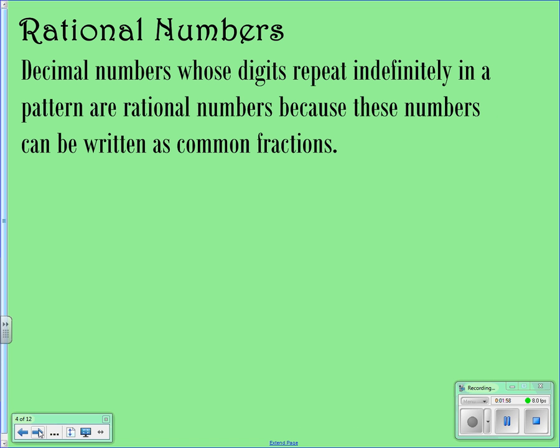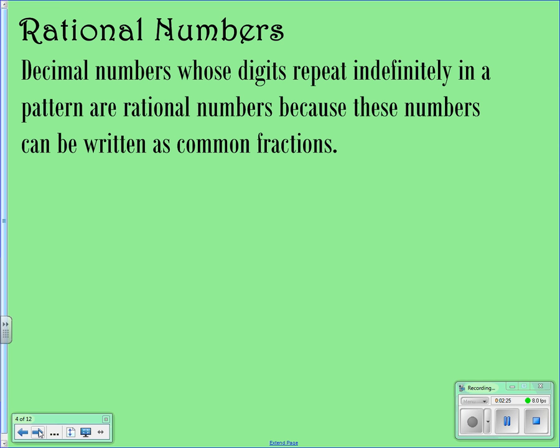So your decimal numbers whose digits repeat indefinitely in a pattern are rational numbers because these numbers can be written as a common fraction. So I know you know 0.3 repeating can be written as a fraction of 1/3, and I know you know that 0.6 repeating can be written as a fraction, 2/3. Those are ones where you have point and then the same number repeated over and over and over.